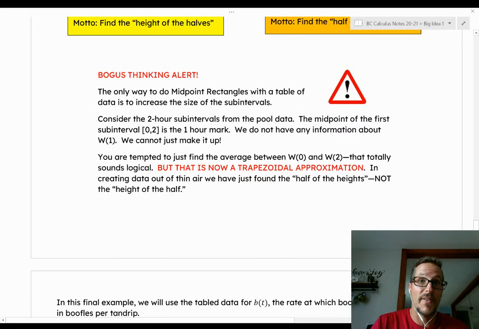You took half of the heights. You didn't find a halfway point and get one single height. You didn't understand that? Rewind it. Think about it again, because it does make a difference. If your midpoint Riemann sums and your trapezoidal Riemann sums are always coming out to be the same, it means you're doing one of them wrong. Okay?